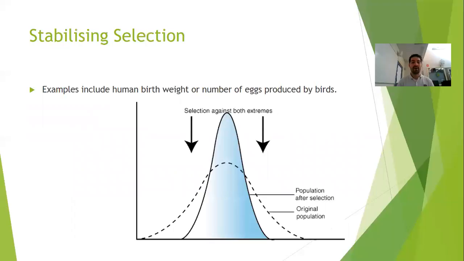So in stabilizing, we generally pick within the middle sort of range. So for example, eggs produced by birds, they're not going to produce 100, they're not going to produce 5. Natural selection has sort of led to picking within the middle. So maybe let's say 10 eggs. And so natural selection is pushing away from either extreme, and we're pushing towards the middle.